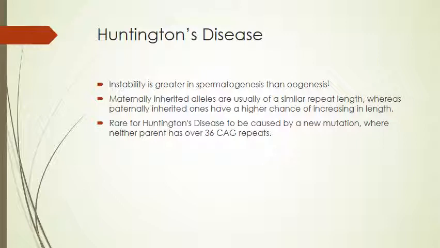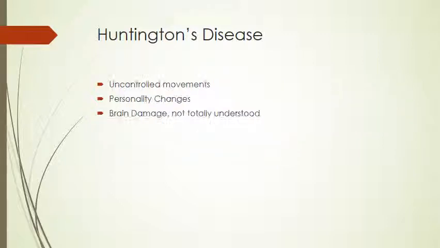36 CAG repeats. Individuals who have Huntington's disease demonstrate uncontrolled movements, personality changes, and brain damage, and the total mechanism is not understood at this time.